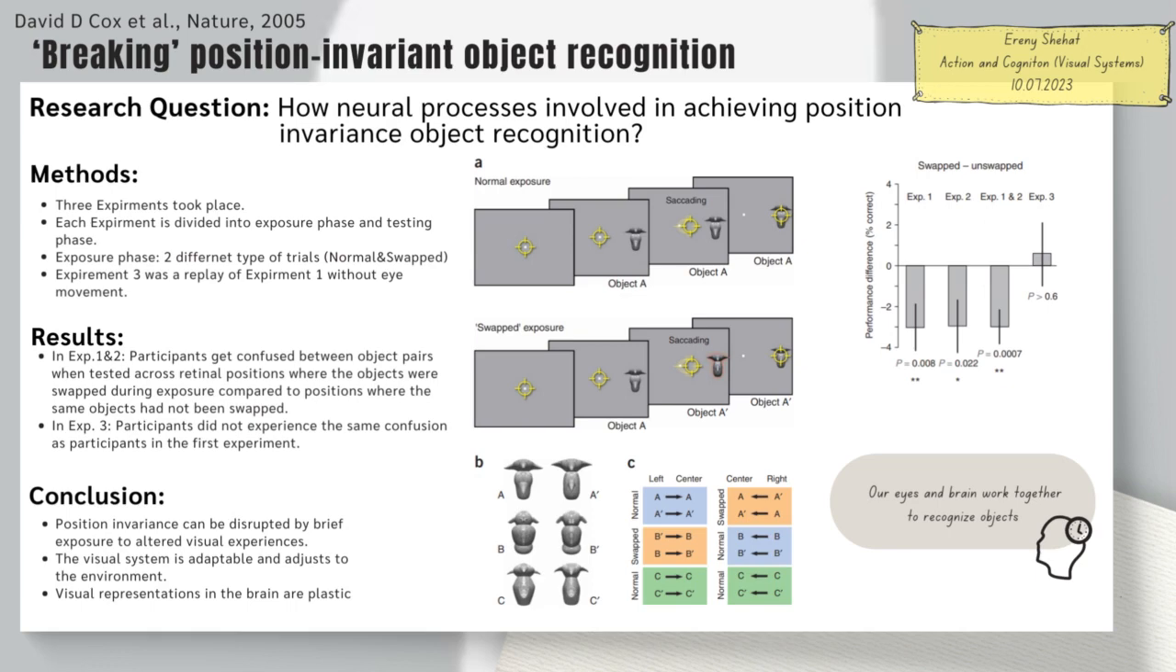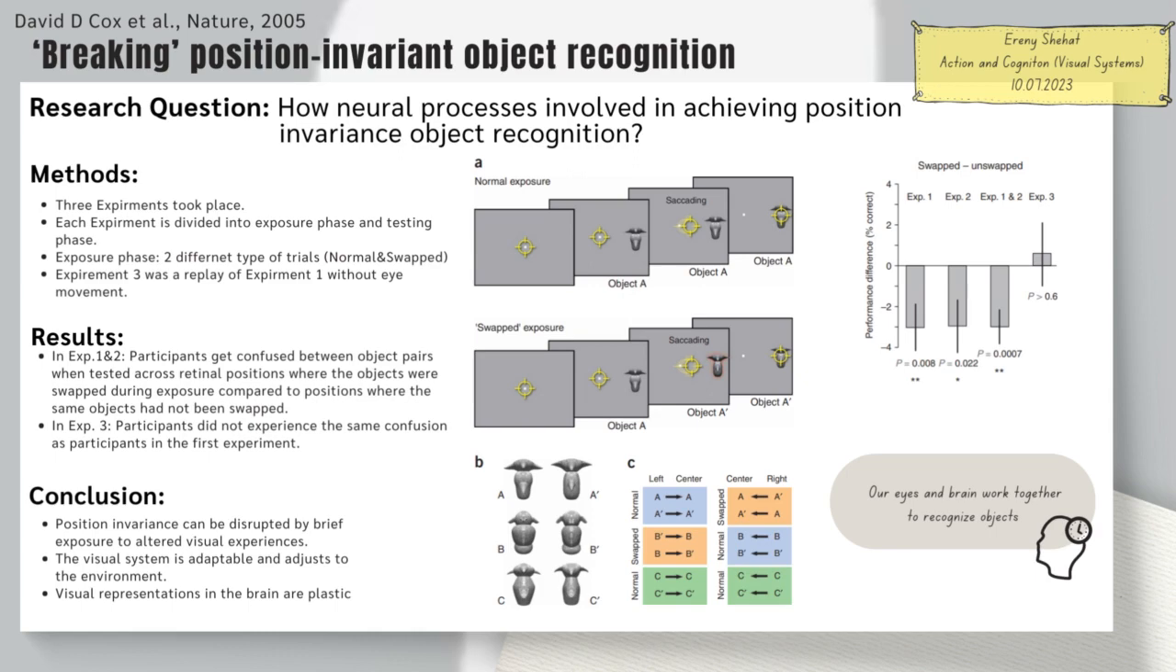In the swap exposure trials, without informing the participants, one object was swapped for a different object during the eye movement. As a result, one object was presented to the peripheral retina before the saccade, and a different object was presented to the central retina after the saccade. This introduced altered spatiotemporal statistics during the exposure phase. More examples of the objects presented to the participants are shown in figures B and C.